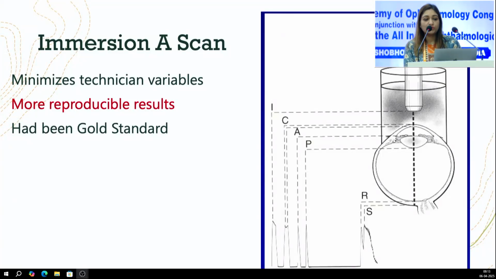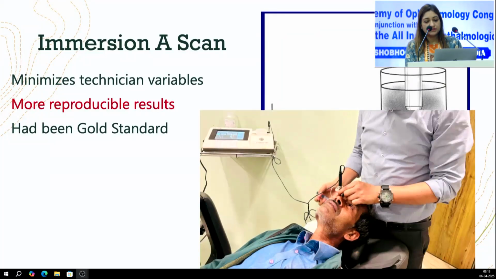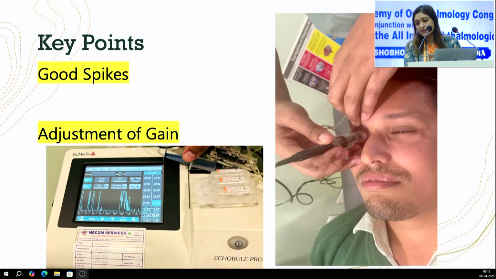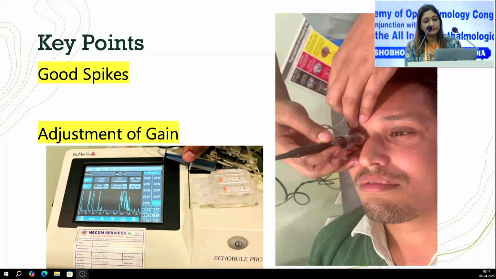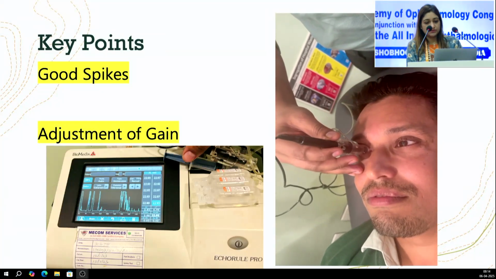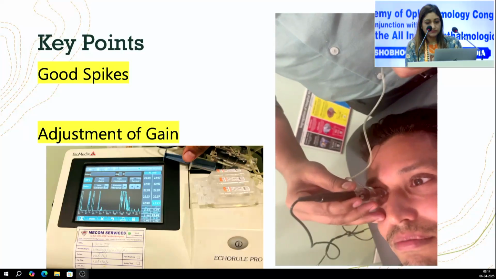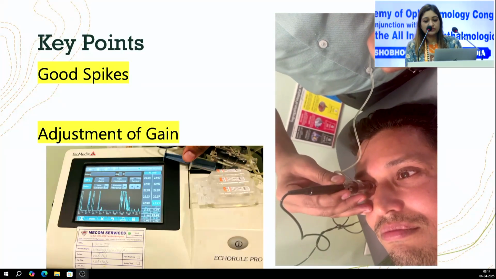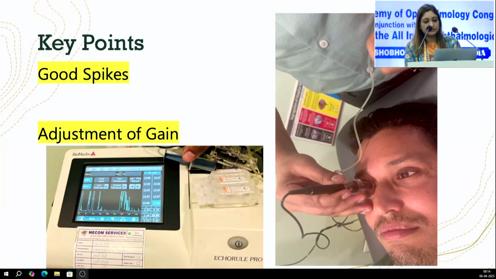Second one, which is an important one, is an immersion A scan. It minimizes technician variables, gives us more reproducible results, and this is how it is done. So we have to make adjustments, we have to ensure good spikes and gain adjustment. And this is a video of our optometrist doing the biometry. So it's very comfortable for the patient as well as for us.